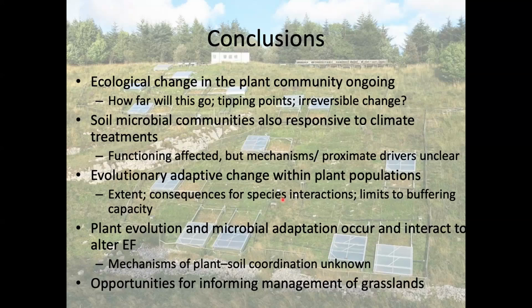There is clear evidence for evolutionary adaptive change within plant populations, not just Festuca, but other species as well. I haven't been able to show those data. The consequences for species interactions are still not understood, but perhaps it looks like the evolutionary buffering might be insufficient to stop change above ground, especially when we've got extreme climatic events. And there's this interesting adaptation and coordination between plant change at the evolutionary level and that shifted microbial community below ground and impacts on ecosystem processes. So lots more to unpick there in terms of the mechanisms underpinning that.